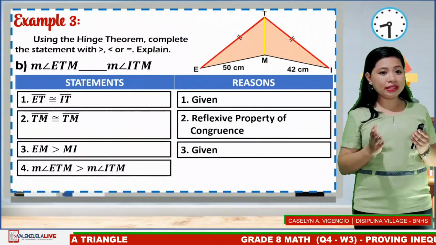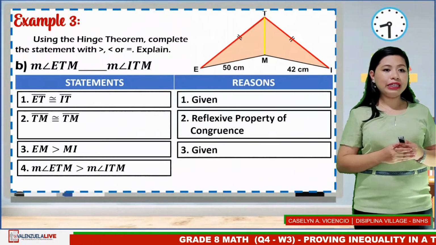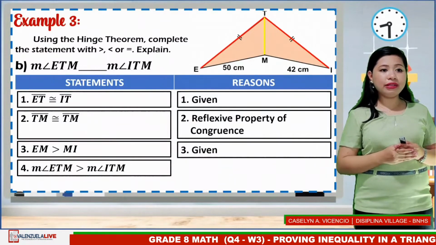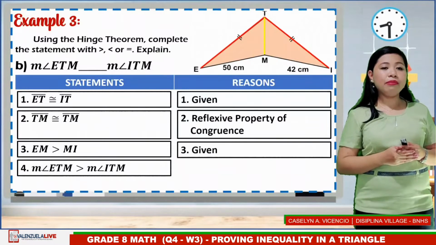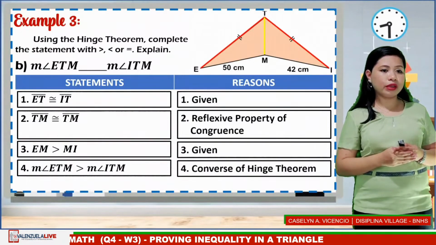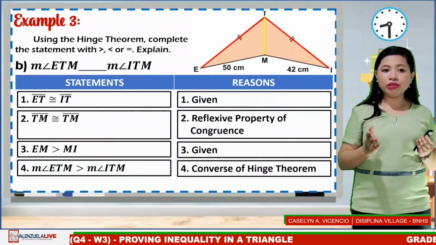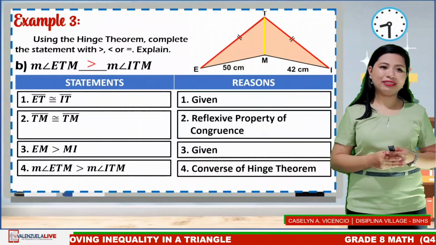Using these statements, we can conclude that the measure of angle ETM is greater than the measure of angle ITM because of the converse of the hinge theorem. So, the answer to complete the statement is greater than.